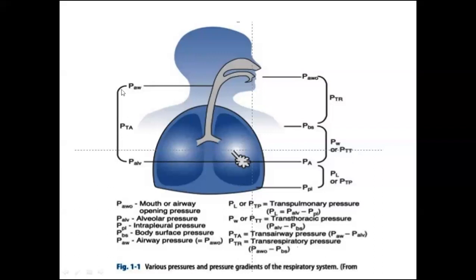And the pressure in your respiratory airways is the airway pressure, the pressure in the alveolus is the alveolar pressure, and the pressure in the pleura is the pleural pressure. And we need to know about certain gradients here. The first gradient is the transpulmonary pressure.